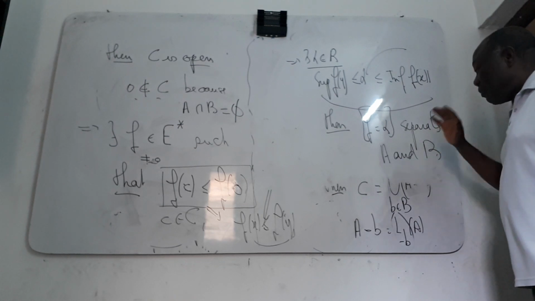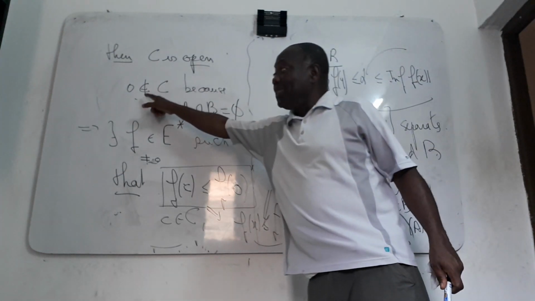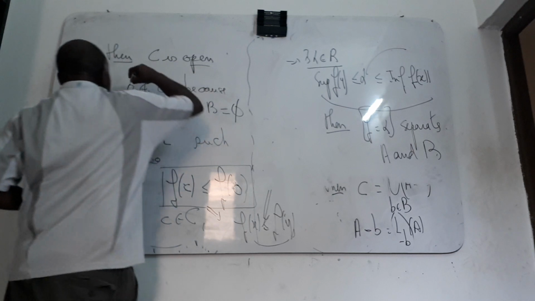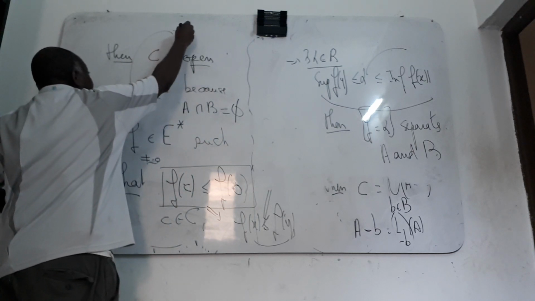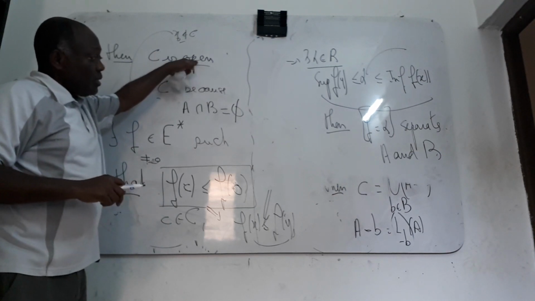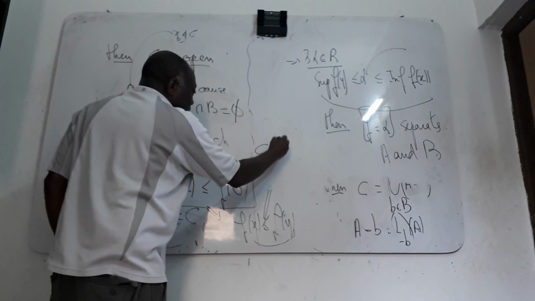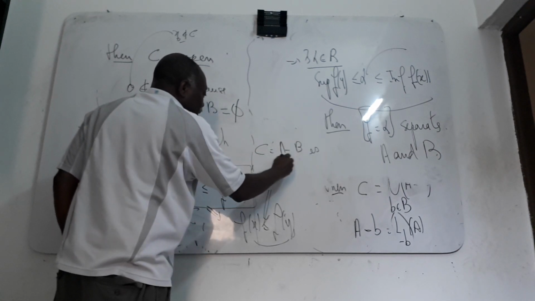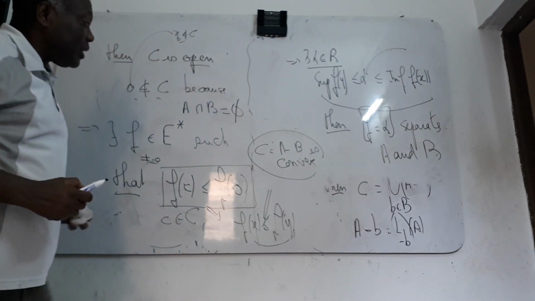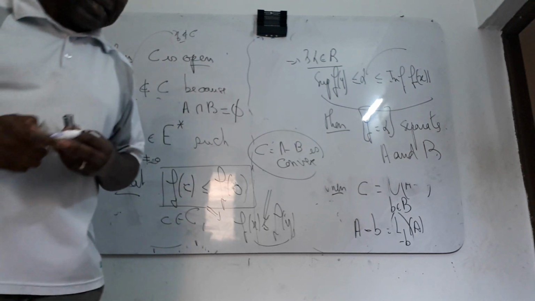Very simple. I have to remember that C is open and does not contain 0. In our corollary last time, we supposed that x0 is not inside C, and C is convex and open. You can also prove that C, which is A minus B, is convex, and to prove it is very simple. If I use the fact that A and B are convex, then C is necessarily convex.